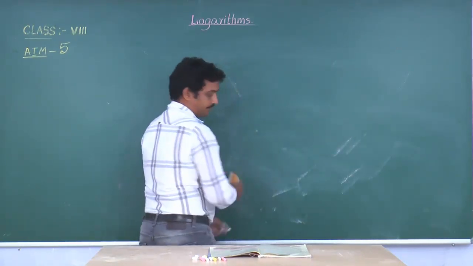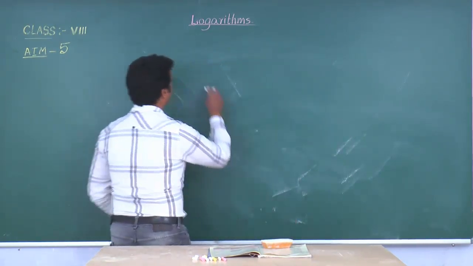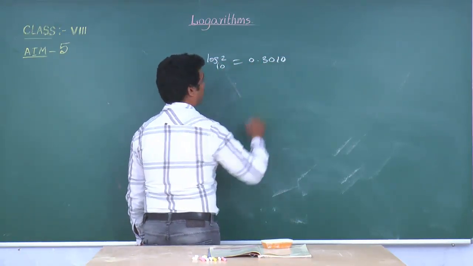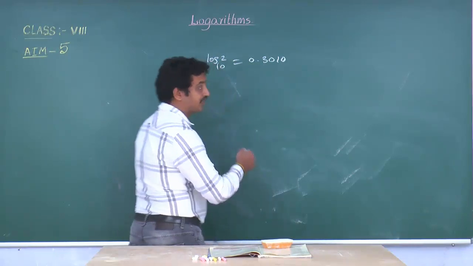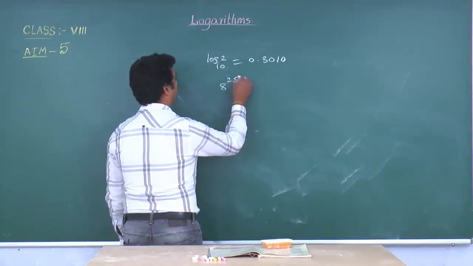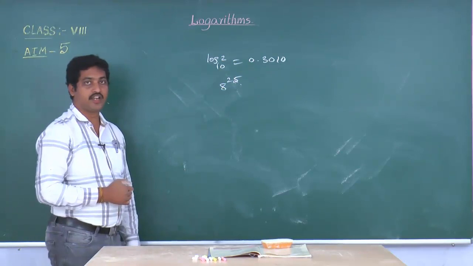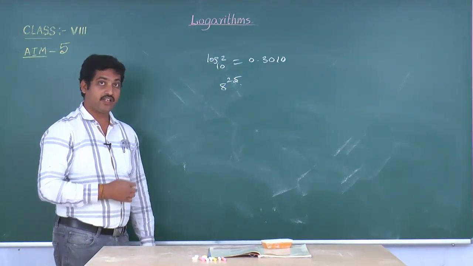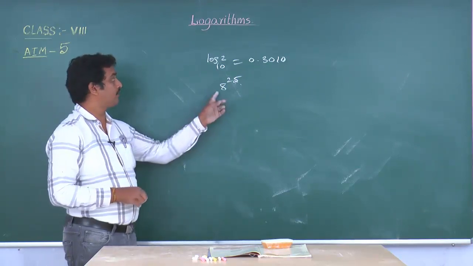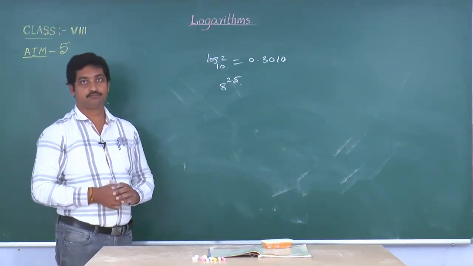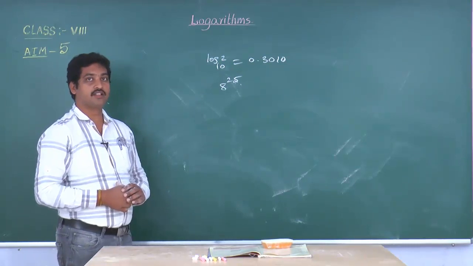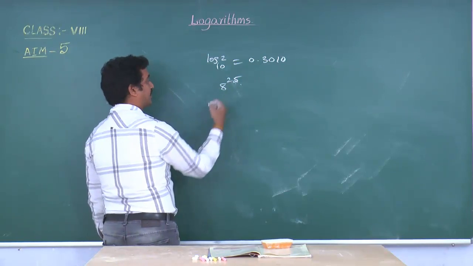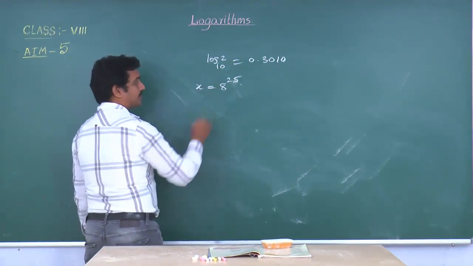Number of digits. Log 2 to the base 10 is equal to 0.3010. Find the number of digits in 8 power 25. It is very difficult to compute the value of 8 power 25. If you apply logarithms, it is very easy to find the number of digits in this 8 power 25. Let it be some x.